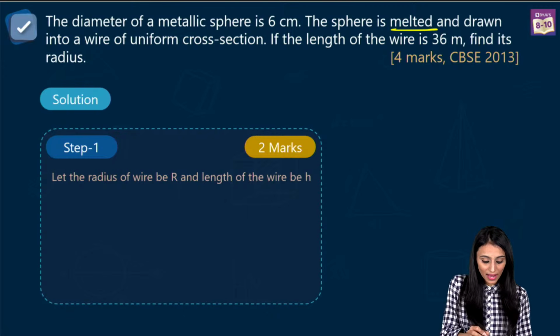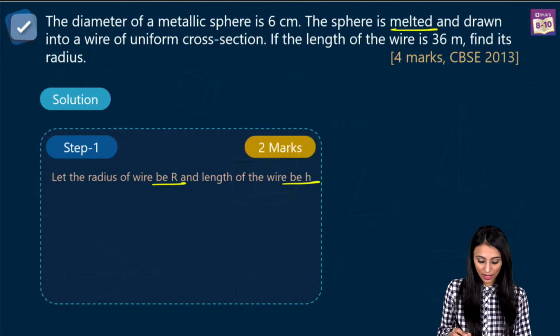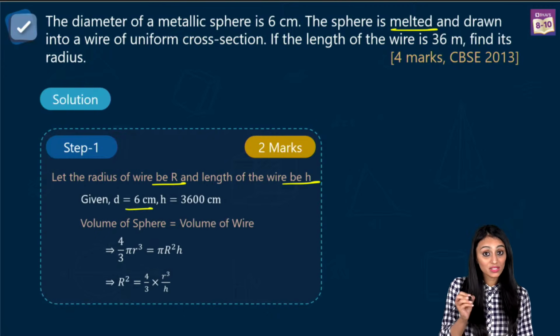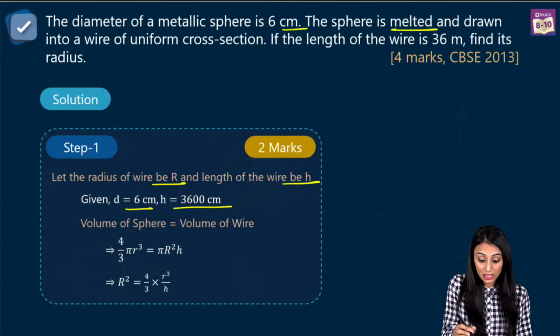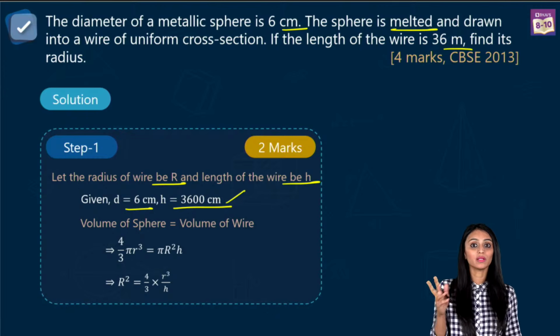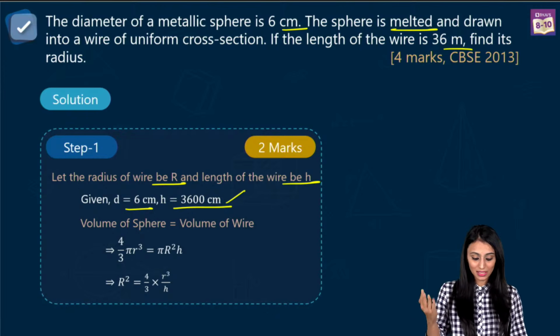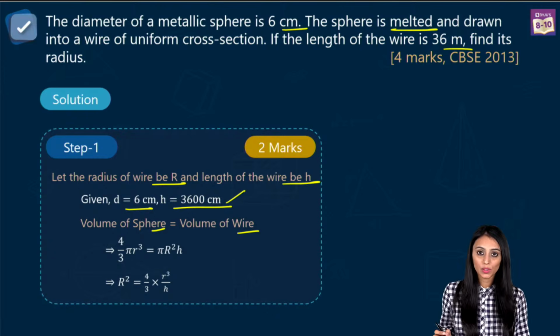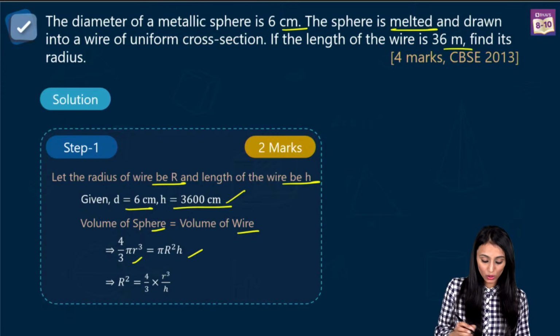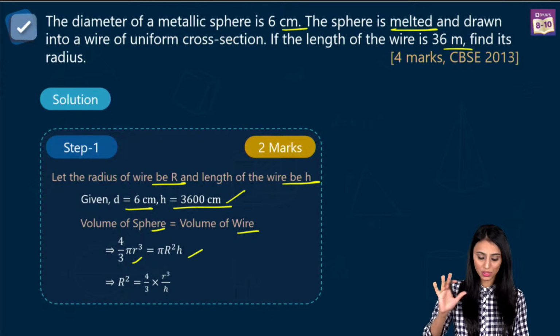So let's suppose the wire has a radius of r and the length of the wire is h. The diameter of the sphere is 6 centimeter and the wire has a length of 36 meters. See, units are different. First we have to make the unit similar. That would be 3600 centimeter. So volume of sphere equals volume of wire, 4/3 pi r cube equals pi r square h.